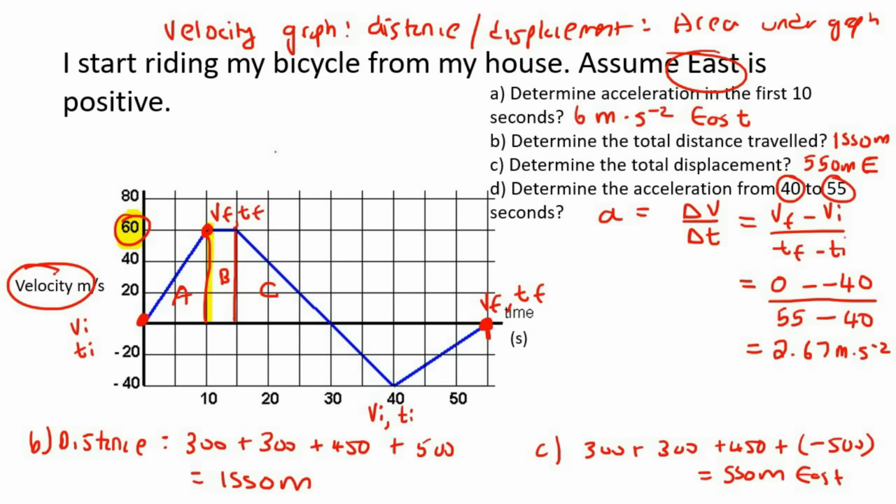Now, we just got a positive answer. So because east is positive, we're going to say east. But Kevin, how can the acceleration be positive if the velocities are negative? Guys, acceleration and velocities are slightly different things. These are the velocity values. So the velocities are negative here, but it doesn't mean your acceleration is going to be negative.